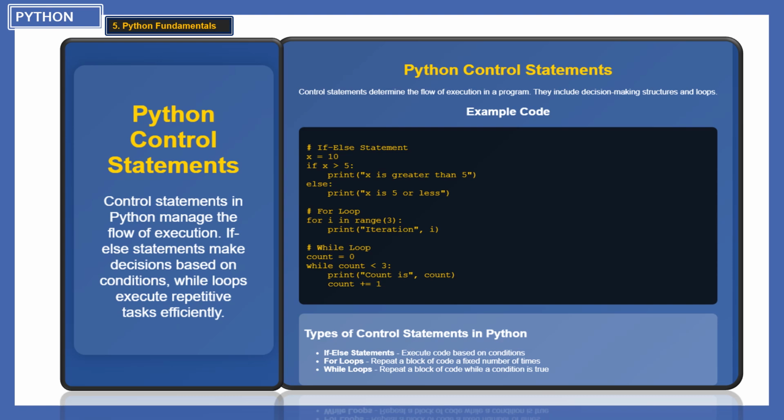Summary of Python control statements. If-else statements execute code based on conditions. For loops repeat a block of code a fixed number of times. While loops repeat a block of code while a condition is true. Control statements help manage the flow of a program, making Python code more efficient and structured. Try using them in a Python editor to see how they work in action.